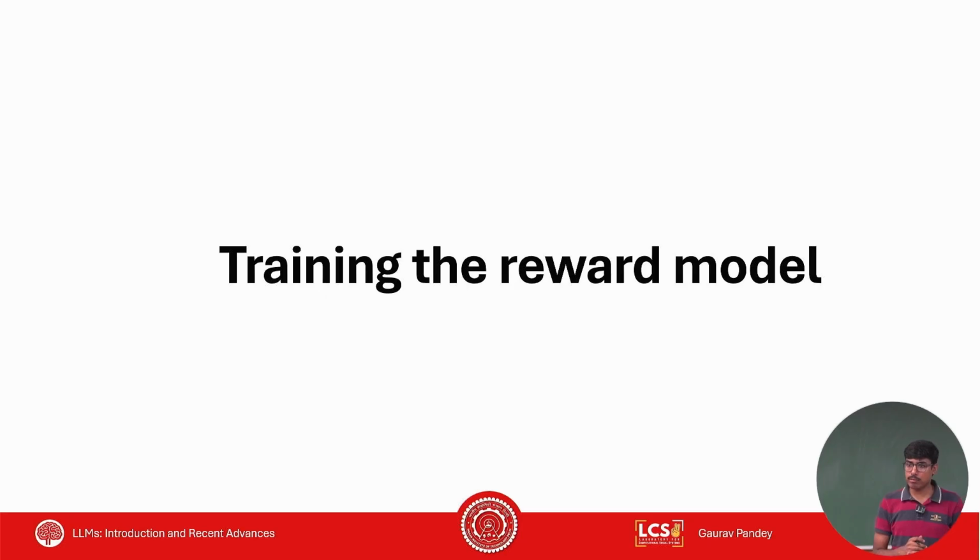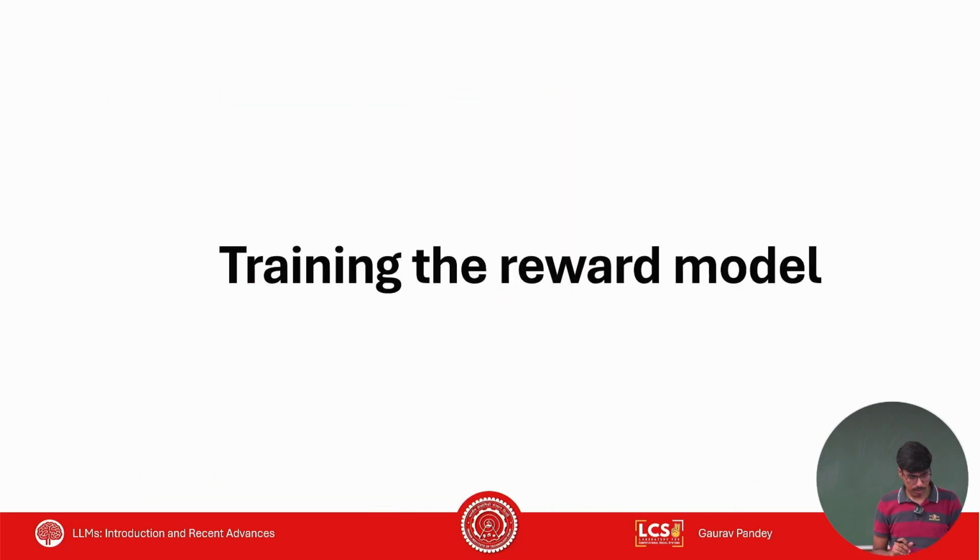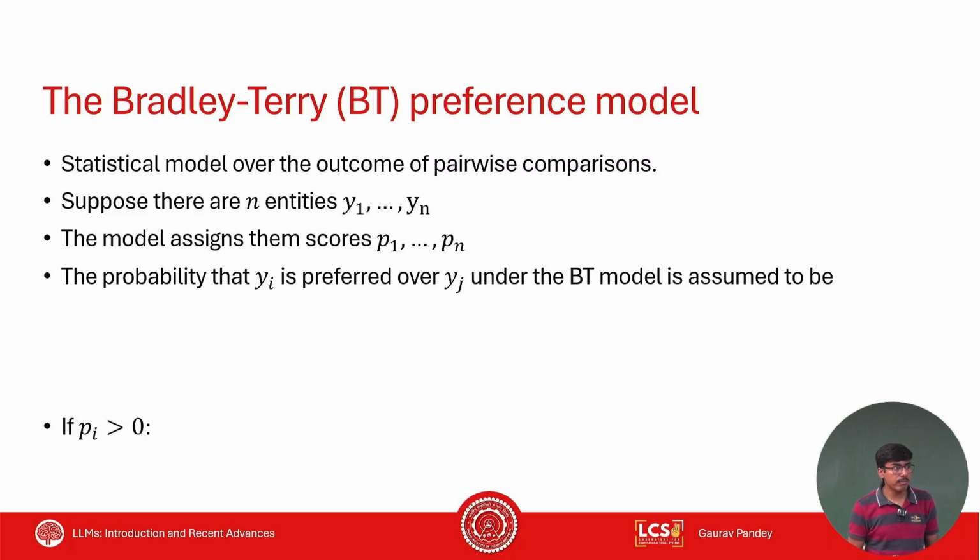Now we'll talk about how to train this reward model, which is more interesting. Let's assume that the preferences are binary, and the way we got those preferences was, let's say we showed two outputs to a human being and asked them to pick which is better. Okay, and now we want to fit a statistical model to these preferences. The Bradley-Terry model is a statistical model that can fit binary preferences.